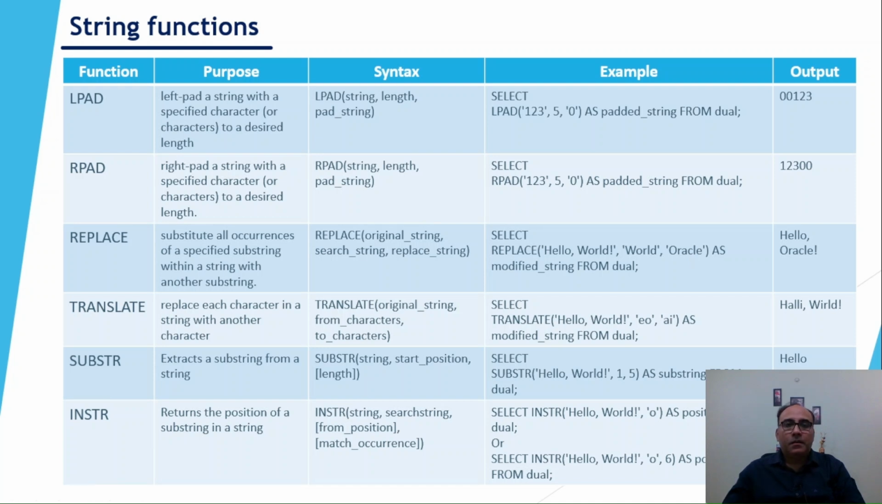Then we have TRANSLATE. This will basically replace each character in a string with another character. The syntax is TRANSLATE, then the original string, then the from characters, and then the to characters. For example, TRANSLATE hello world EO AI. Here we are going to translate E with character A, and O with character I. Wherever E is there, it will be replaced with character A, and wherever O is in the string, it will be replaced with character I.